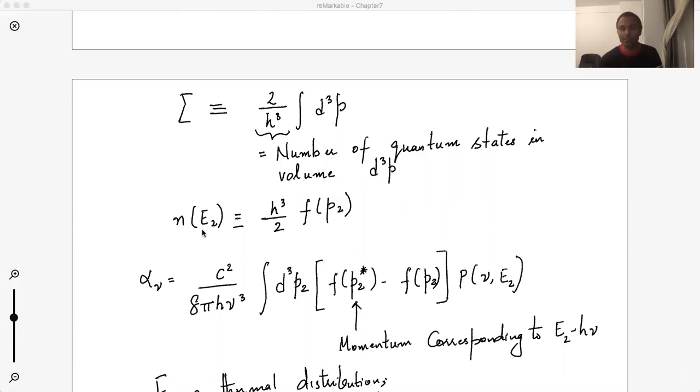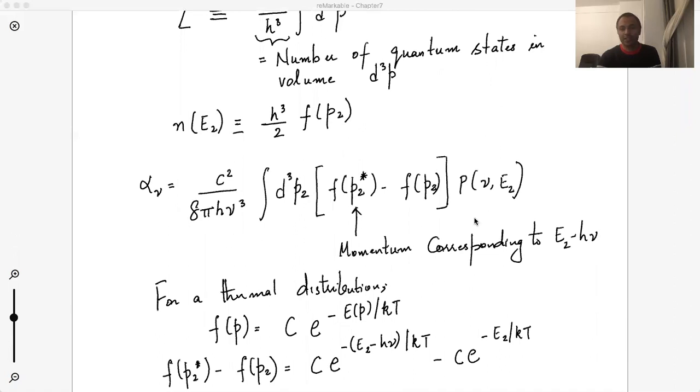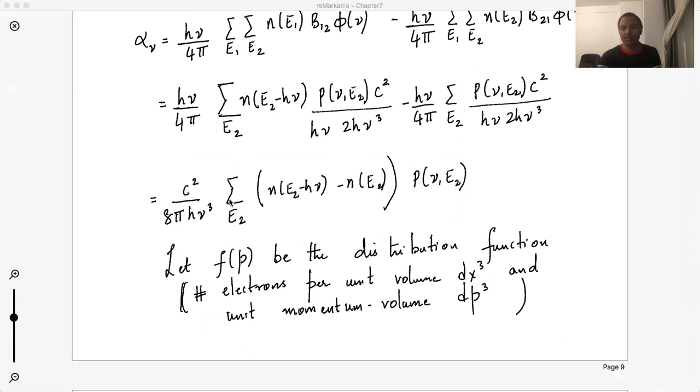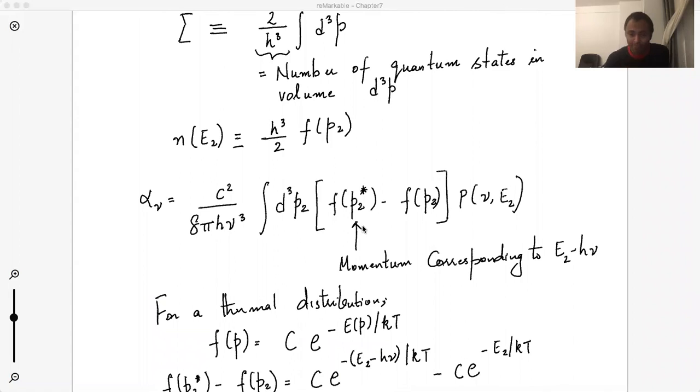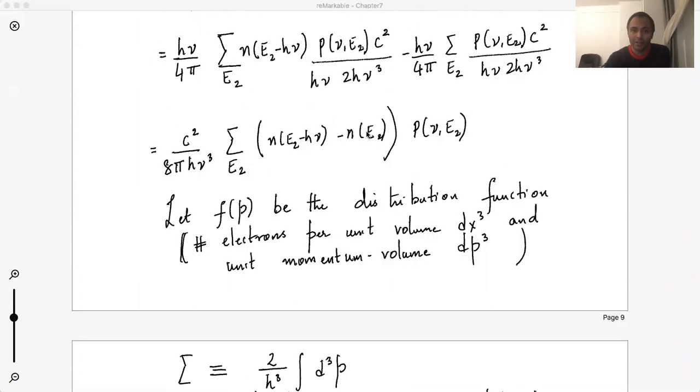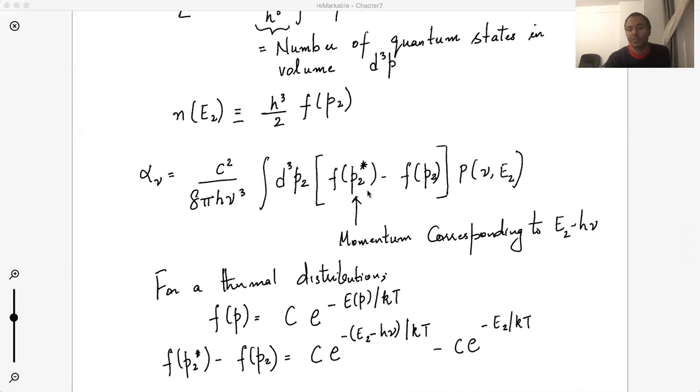So again, this is all statistical mechanics speak, and I assume that you're at least familiar with this kind of formulation. You put all of that together, the 2 over h cubes cancel out, and you get the same thing as an integral. If you have the intuition, you could go from the summation directly to an integral, but it's good to know where the jump comes from. So you replace the summation with this integral, and the difference now becomes the difference in the distribution function at momentum P2 and at momentum P2 star, which is the momentum corresponding to energy E2 minus h nu.